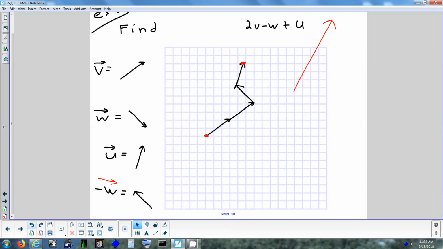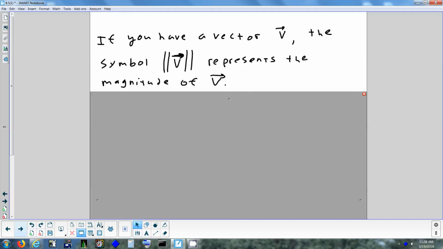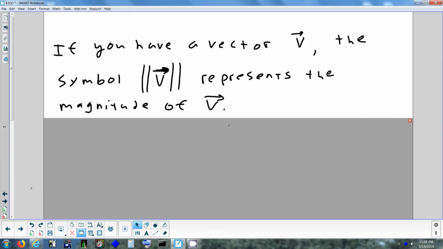So any questions on that? All right. Okay, so this symbol, when you see double bars around a letter that represents a vector, that symbol means magnitude. The magnitude is the length of the arrow.